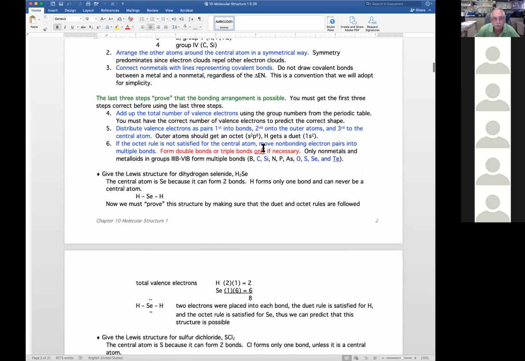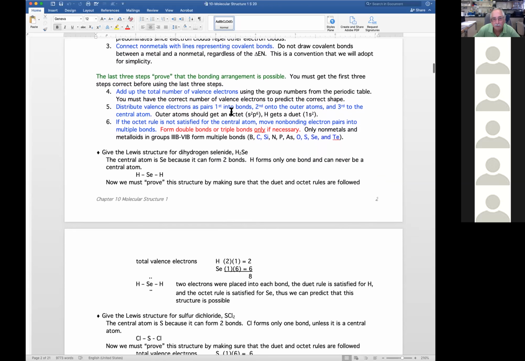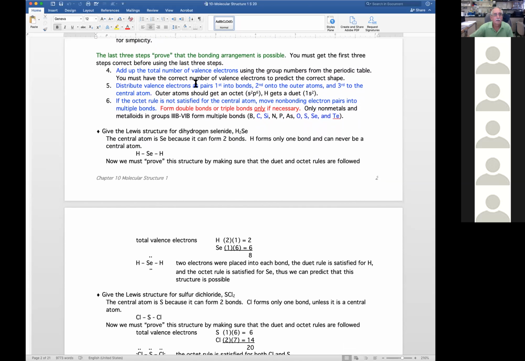So then the last 3 steps prove that the bonding arrangement is possible. You add up the total number of valence electrons using the group numbers from the periodic table, and you distribute the valence electrons as pairs, first into bonds, then into outer atoms, and then finally to the central atom. The outer atoms should get an octet, which just means 8 electrons around it, which signifies s2p6. Hydrogen gets a duet, in other words 2, representing 1s2.